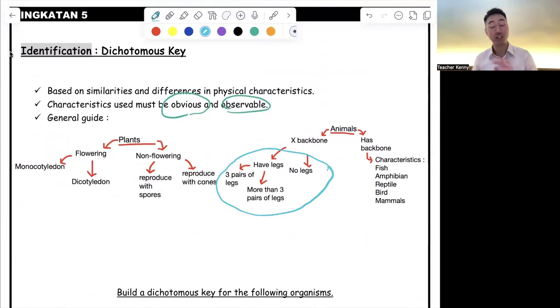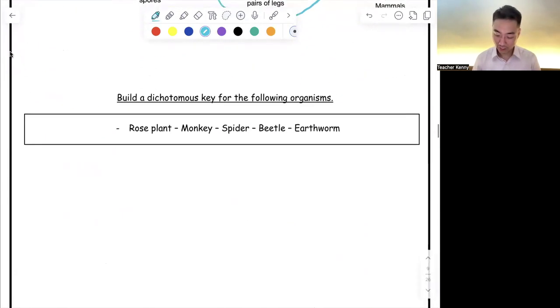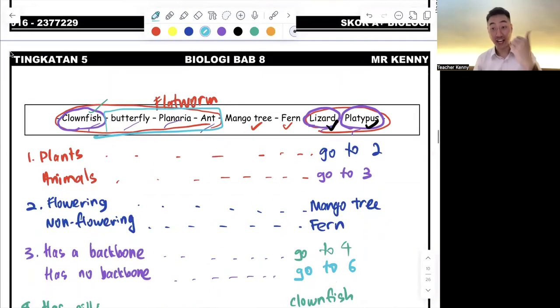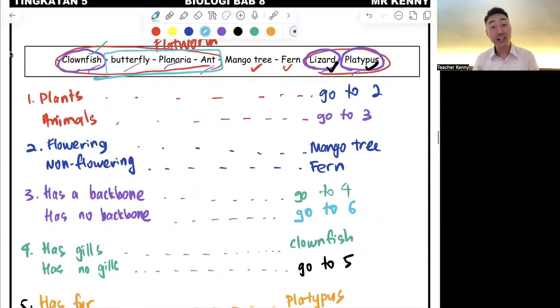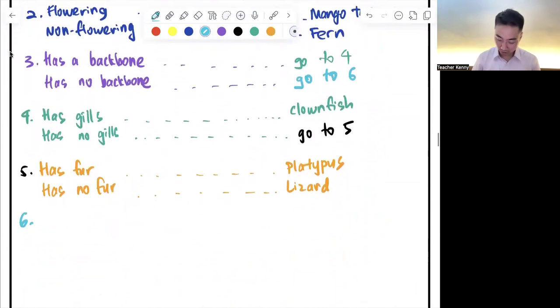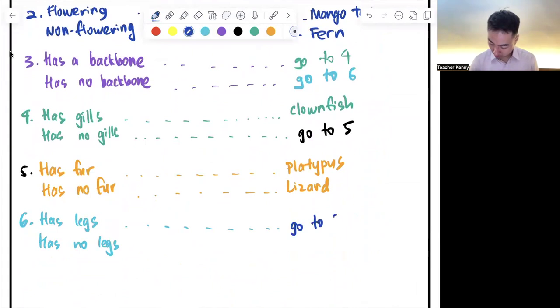So we have no backbone. The next criteria for the no backbone, we can clearly split them into two: legs and no legs. So over here, we see has legs. Ant got legs, butterfly got legs, right? Because they're all insects. Insects have legs. Planaria is a flatworm. Worm has no legs. So has no legs, has legs, has no legs. I got legs, I have ant and butterfly, which means I have to go to 7. Has no legs, planaria.